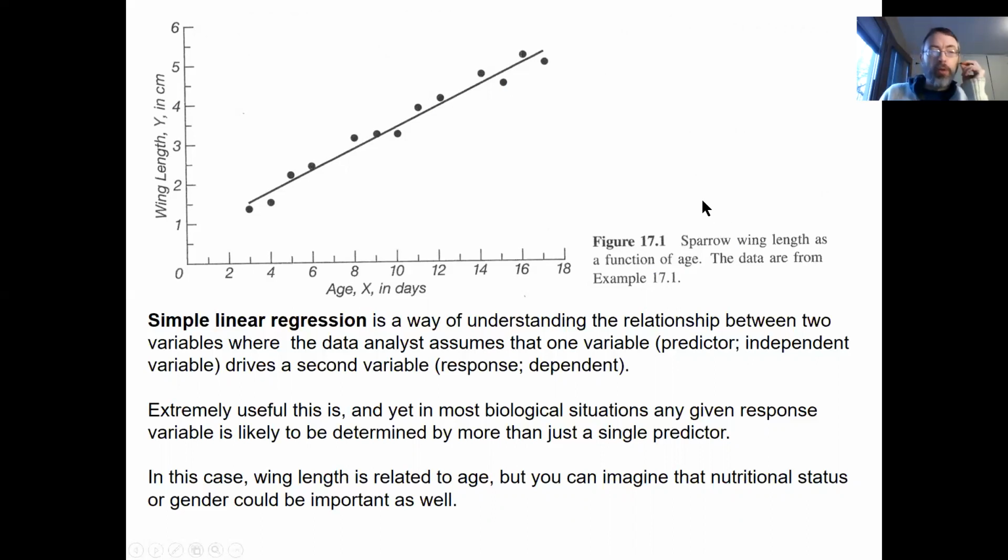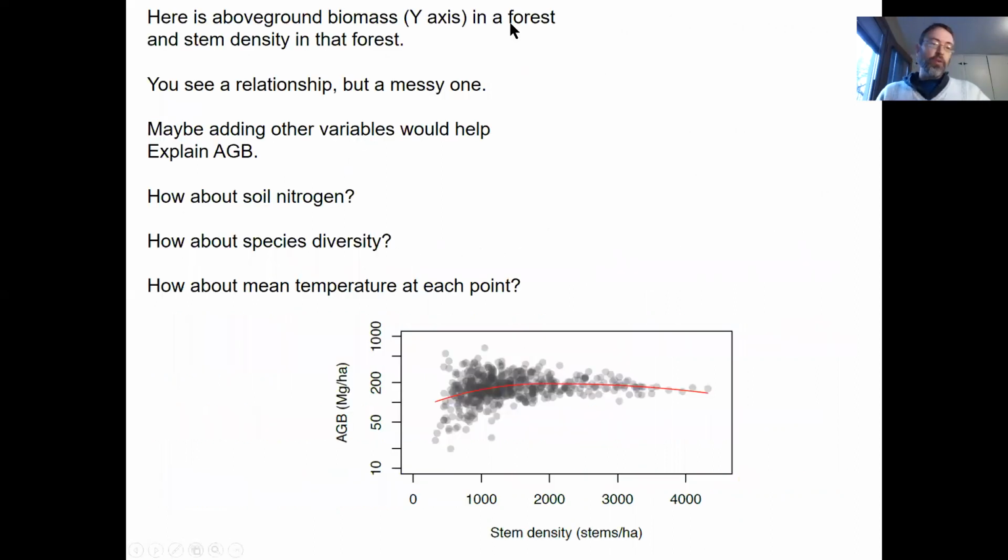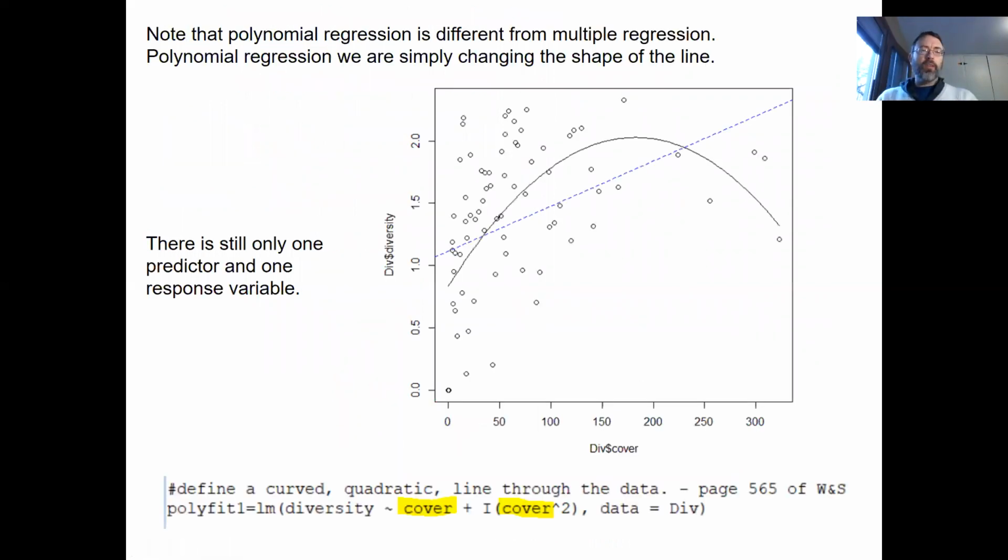This is some other book. What I want to say about this, though, is other things could also influence wing length, like nutritional status or some other factor. So you might want to build a more complex model. Here's another example, stem density and above ground biomass. That's just how much biomass is in the forest. So you get more trees, there's more biomass, but there's other things probably involved as well, like nitrogen or diversity, and you might want to put all of this together into a single model. Have one model that explains the variation.